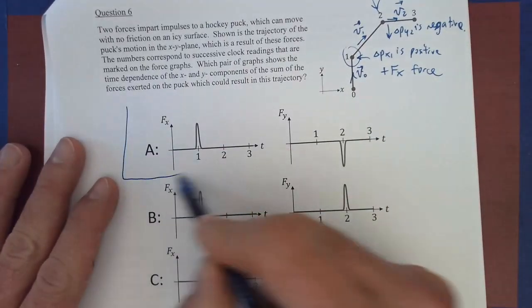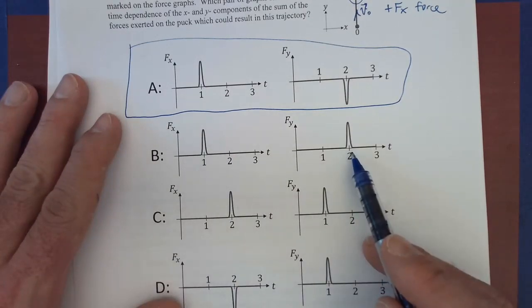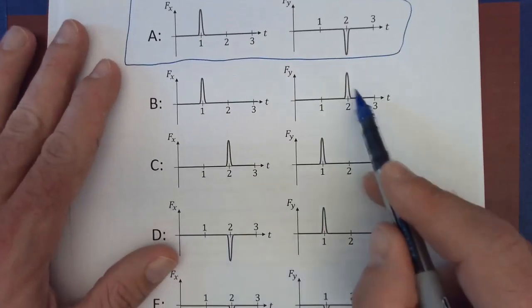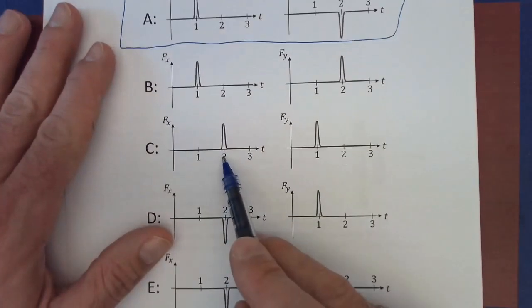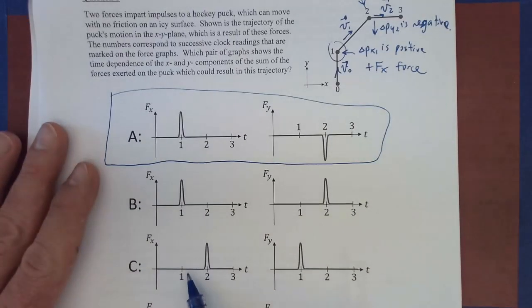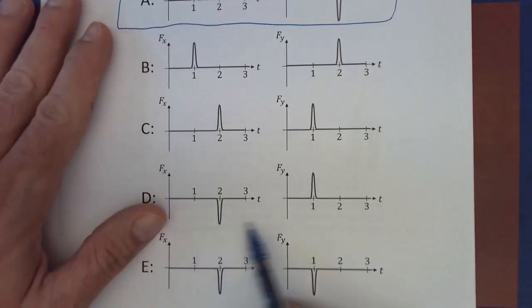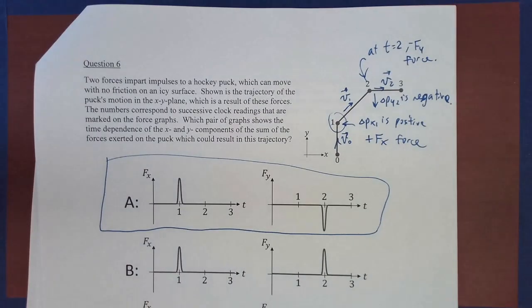Look at that. The answer is A. Just check the other ones. This has got 2 positives. That's not right, because this would speed it up even more in the Y direction. This has an X force at 2 seconds, which is not right. Nothing at 1, so that's wrong. All these have something happening at 2, which is wrong in 1. So I think the only one that makes any sense is A.